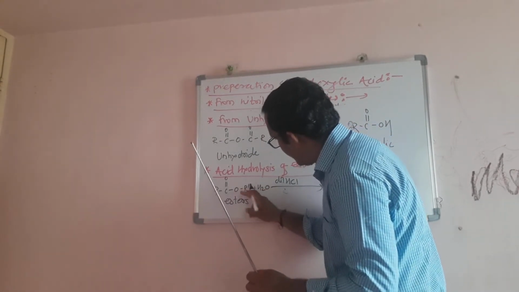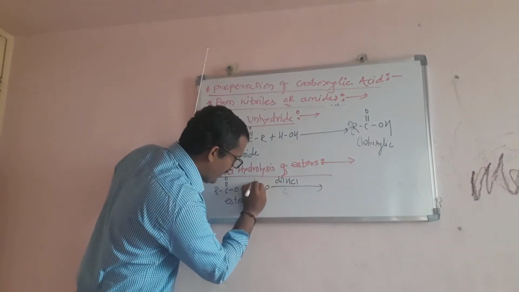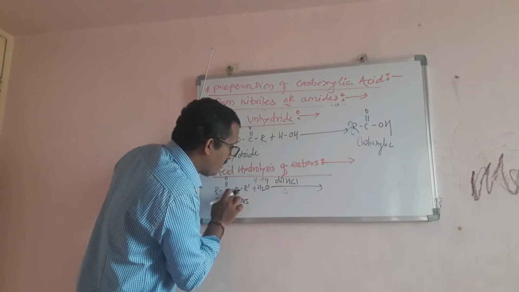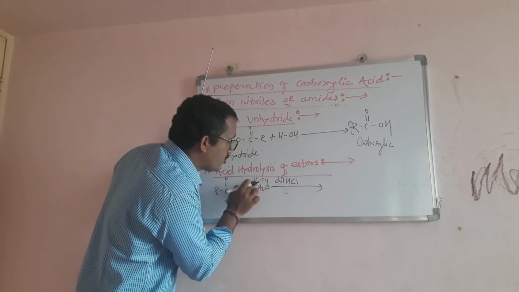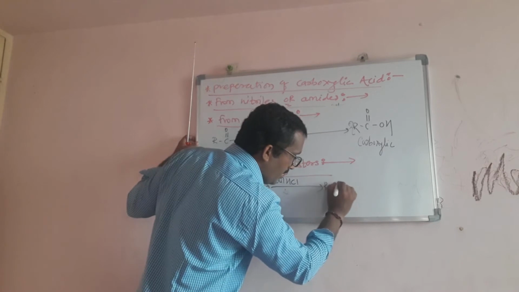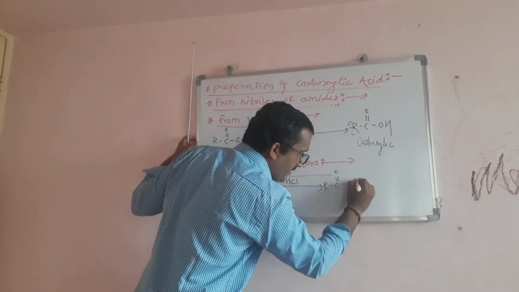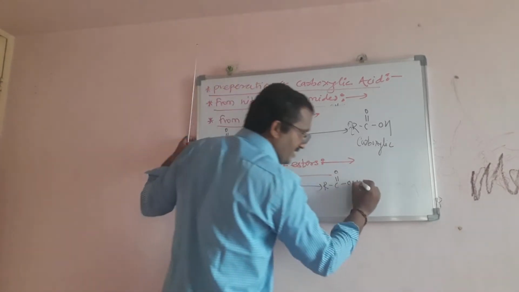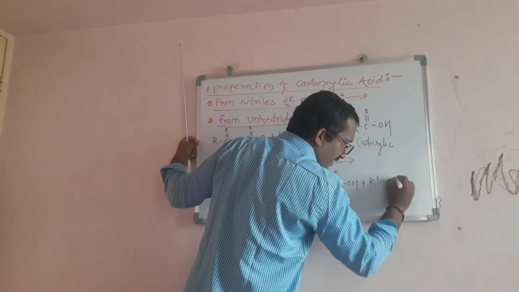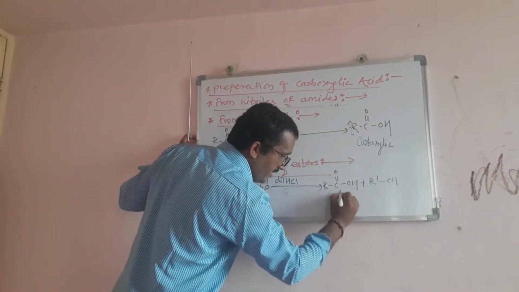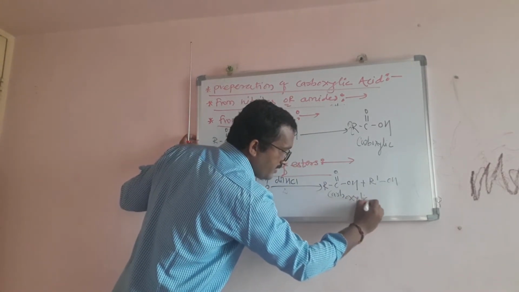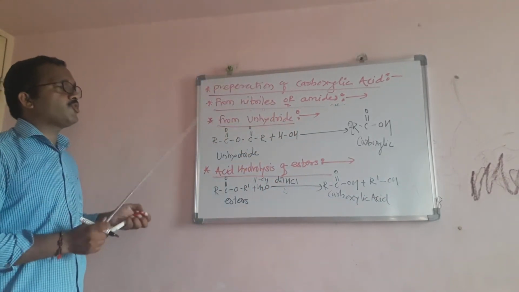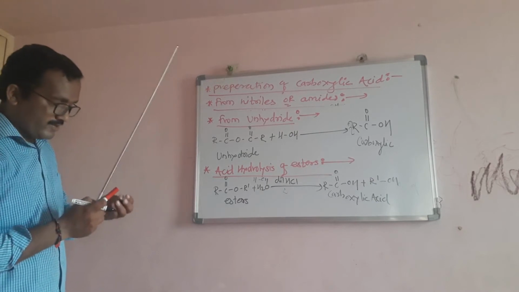Only one hydrogen group is added here, that is H2O. It gets split like this, HOH. Only this oxygen is bonded to the hydrogen and forms the corresponding carboxylic acid, RC double bond O OH, and the remaining is OR dash, giving R dash OH, that is alcohol. This is the carboxylic acid. This is the method of preparation of carboxylic acid.